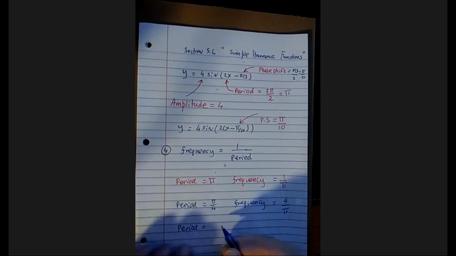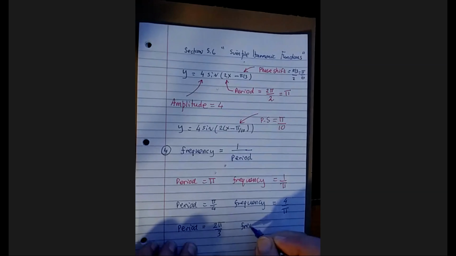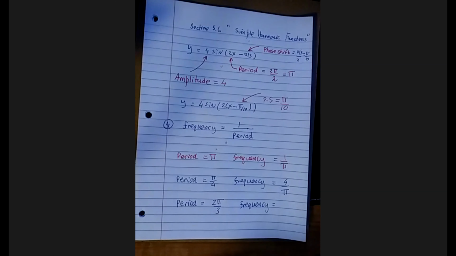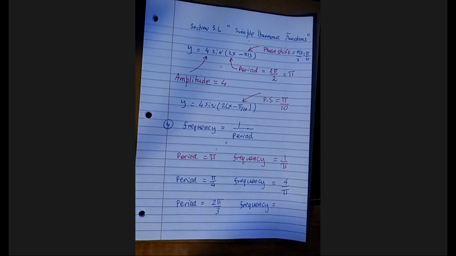We'll do one last one. Suppose that the period was 2/3 pi. Okay. Now, what would the frequency be for this last one? Take a volunteer. 3/2 pi.